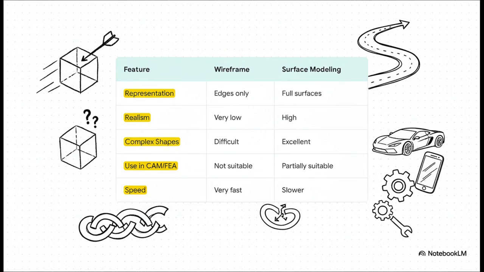And this is where designers have to make some really important choices. Just look at the trade-offs. A wireframe, incredibly fast, perfect for just sketching out a quick idea. But the realism is super low, and you can't really use it to actually manufacture something. Surface modeling, though? Yeah, it's slower, but it's fantastic for those complex, beautiful shapes we see on modern products, and the realism is off the charts. It's all about picking the right tool for the right stage of the job.